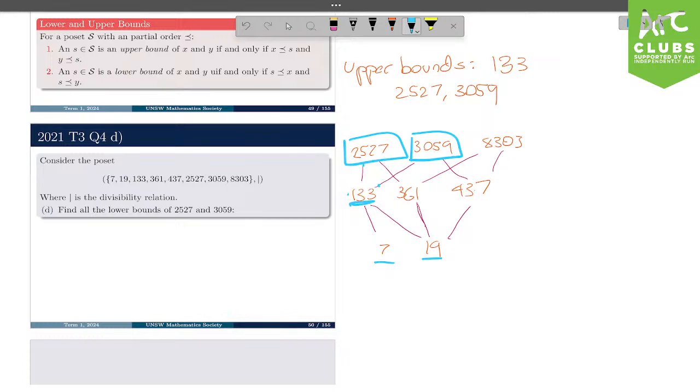However, these three elements are not lower bounds. 361 is not a divisor of 3059. 4037 is not a divisor of 2527, and 8303 is just not a divisor of either. So our only lower bounds in the poset are 7, 19, and 133. So here are all the lower bounds.